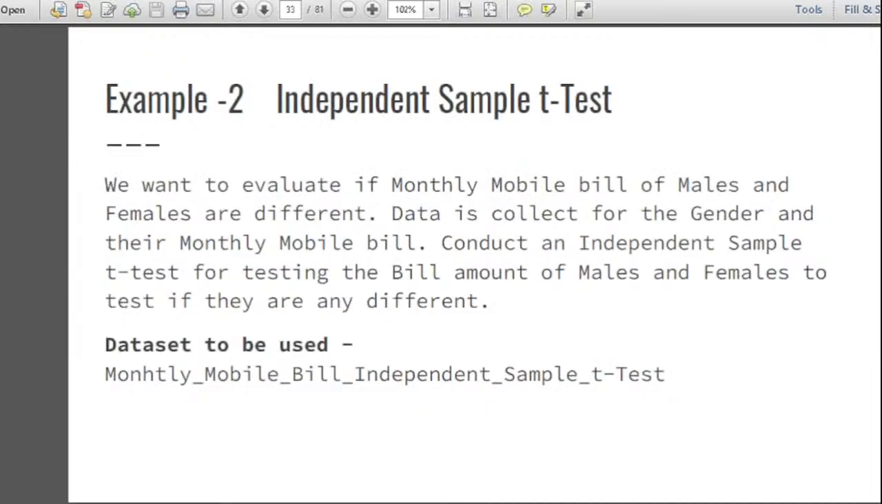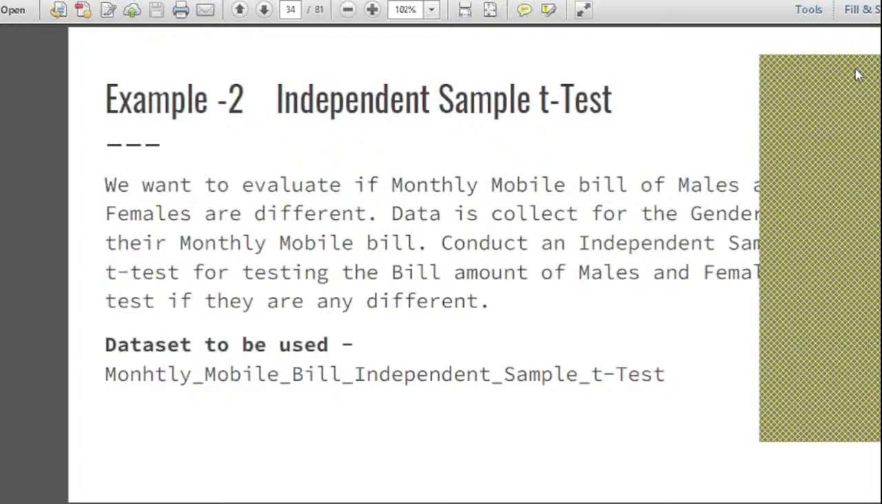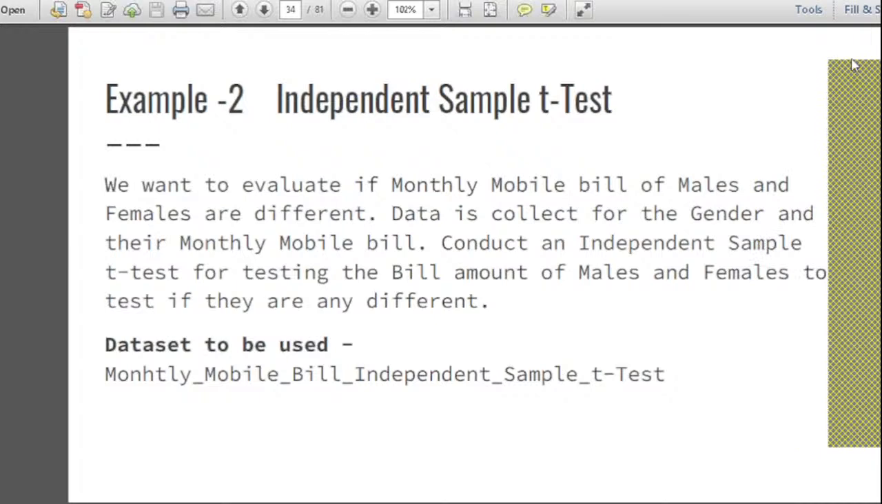Okay, now coming to the second example. We want to evaluate if monthly mobile bill of males and females are different. Okay, that means 10 is accepted. Yeah. See, we don't say, Vijendra, as I said, we don't say 10 is accepted. We say we fail to reject that the mobile screen size is different from 10. Okay. See, we are not testing whether the mobile size is 10. We are testing whether the mobile size is different from 10. These two are different things. And I've been repeating this since yesterday, if you recall, right? So just start using the right words, right terminology, because then you get into the habit of using that right thing, okay?